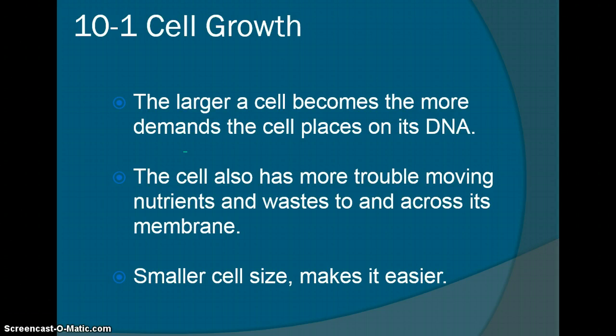The first one is the larger a cell becomes, the more demands the cell places on its DNA. The second one is the cell also has more trouble moving nutrients and waste to and across its membrane. These are the two main factors influencing why cells don't grow and grow. The key point here is the smaller the cell size, the easier it is to do what the cell needs to do. So let's investigate each of these.